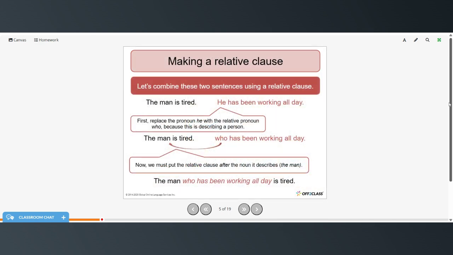So let's combine these two sentences using a relative clause. The man is tired. He has been working all day. So first, you replace the pronoun he with the relative pronoun who because this is describing the person. The man is tired, who has been working all day. Now we must put the relative clause after the noun it describes, which is the man. The man who has been working all day is tired.